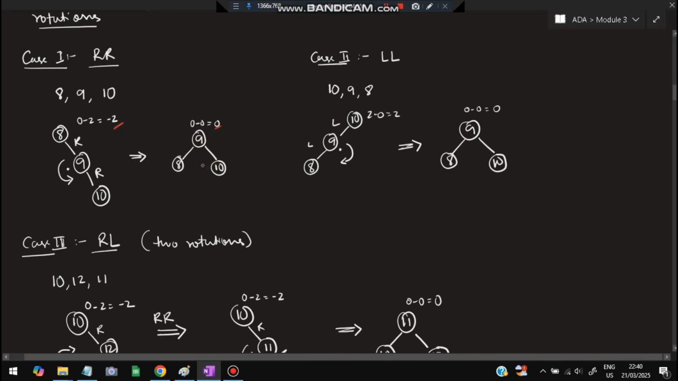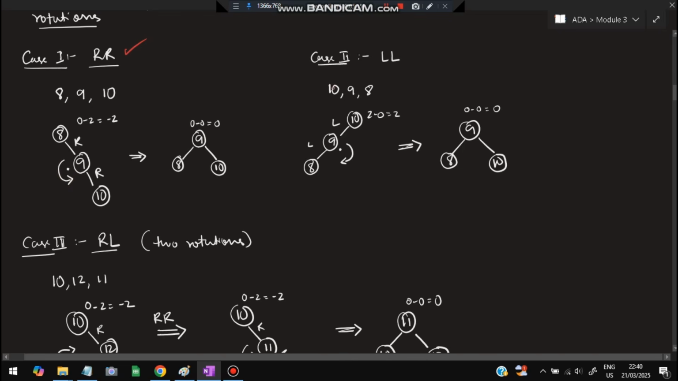It is not minus 2, and this one's height is 0 and this one's height is also 0, right? Balance factor, it will be 0. So all are 0, so it is a fine tree. Now see what we did. There was a misbalance. We checked if it is RR. If it is RR, we have to rotate it like this, anti-clockwise from the top. This is the first case, RR.